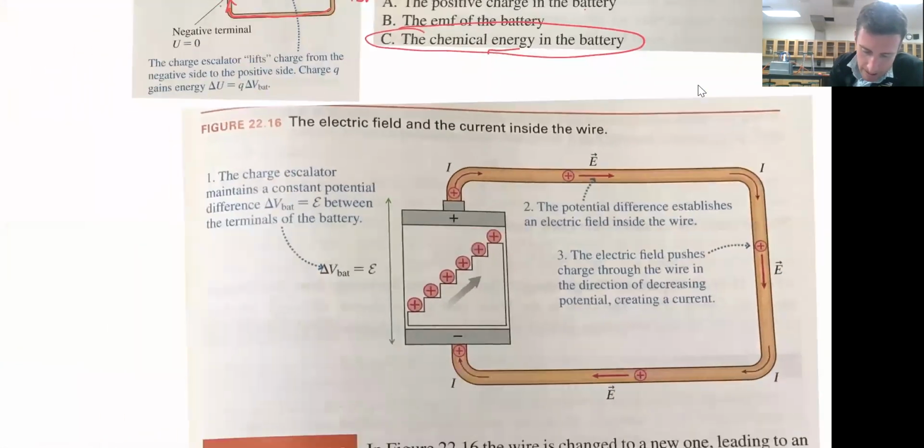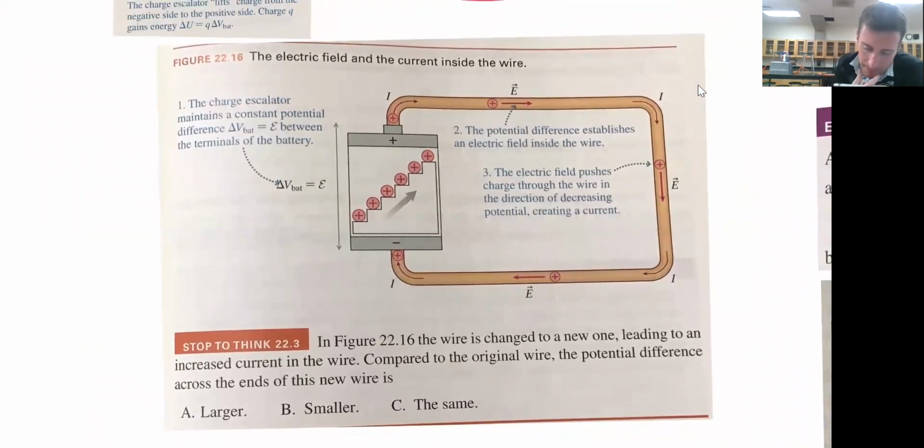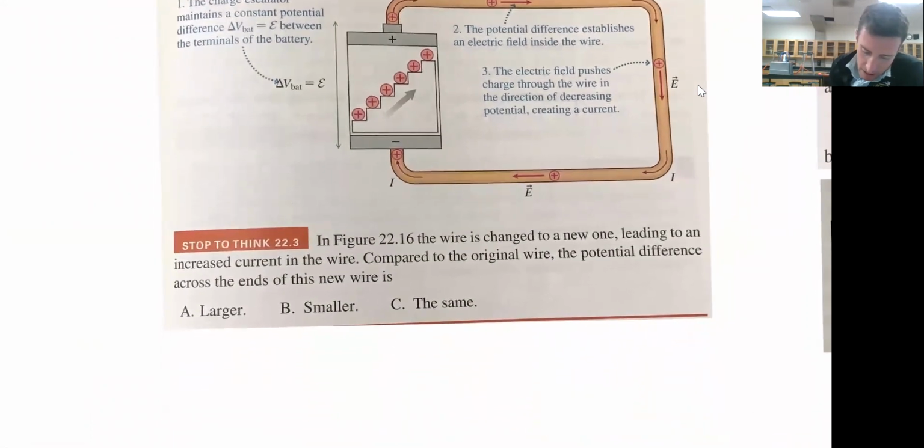All right. Electric field and current inside the wire. So this is just another representation showing our little charge escalator, showing a potential difference, the change of voltage of the battery, and how that charge gets pushed through the wire, creating a current. So in this question, the wire is changed to a new one, leading to increased current in the wire. Compared to the original wire, the potential difference across the ends of the new wire would be the same. So it's the same battery, right? And the battery is the thing that is creating the potential difference.